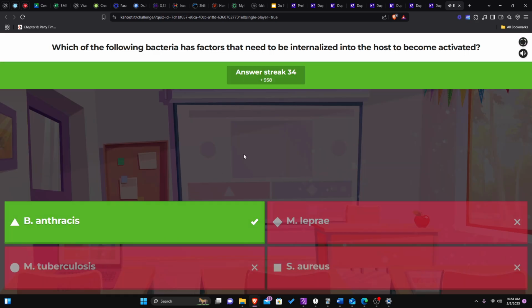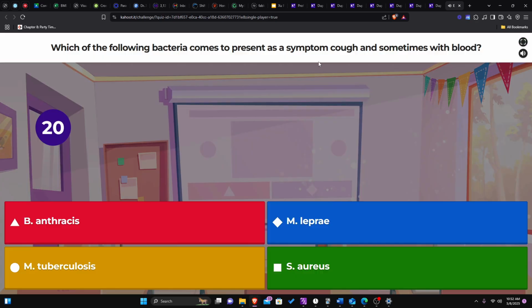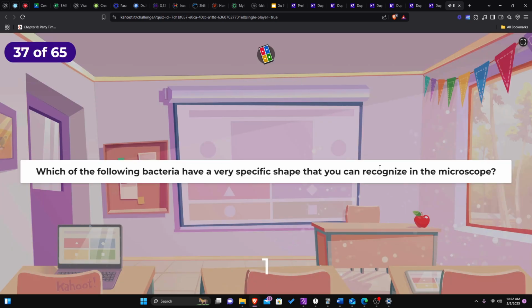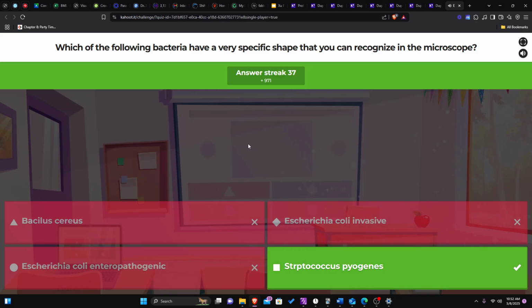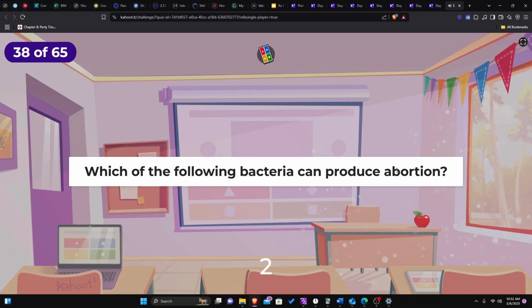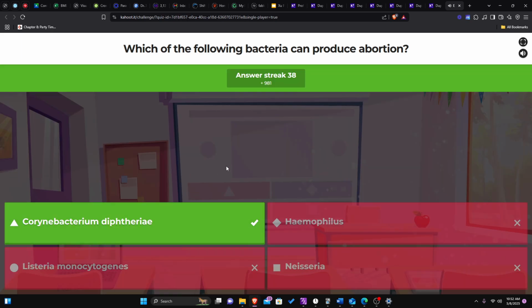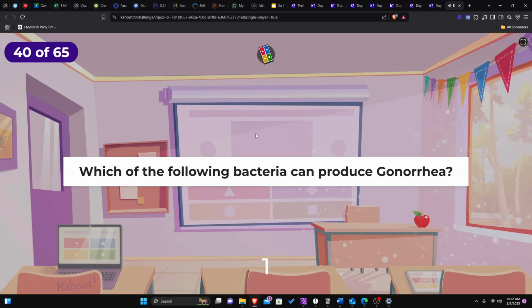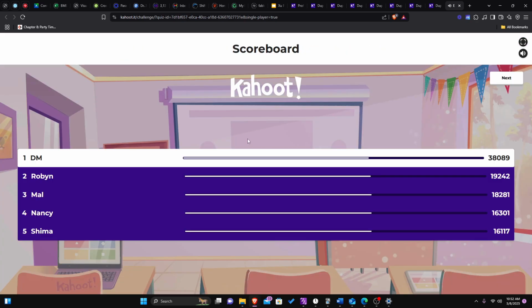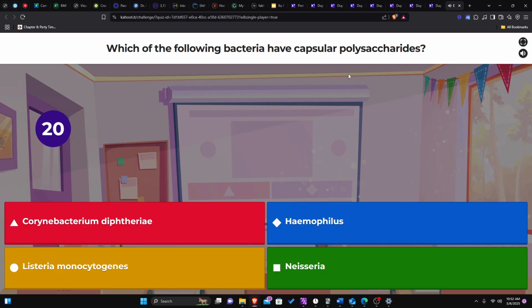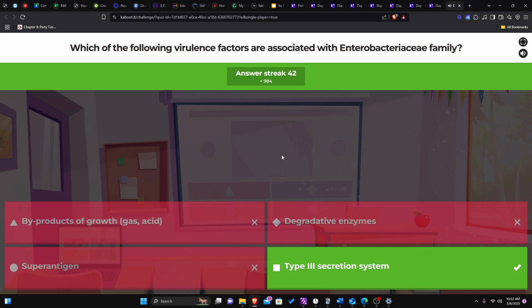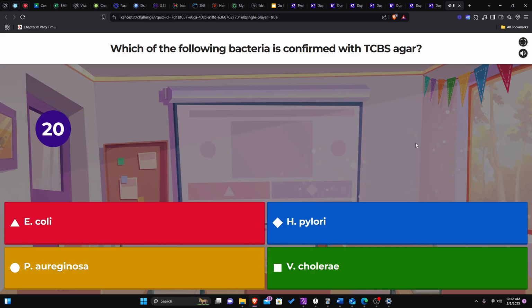Beta antithesis, tuberculosis, prey, streptococcus, CD. So Woody's agar should be Listeria monocytogenes. Gonorrhea, Neisseria, have capsular. Pretty sure it was Haemophilus. Type 3, secrete. TCPS.